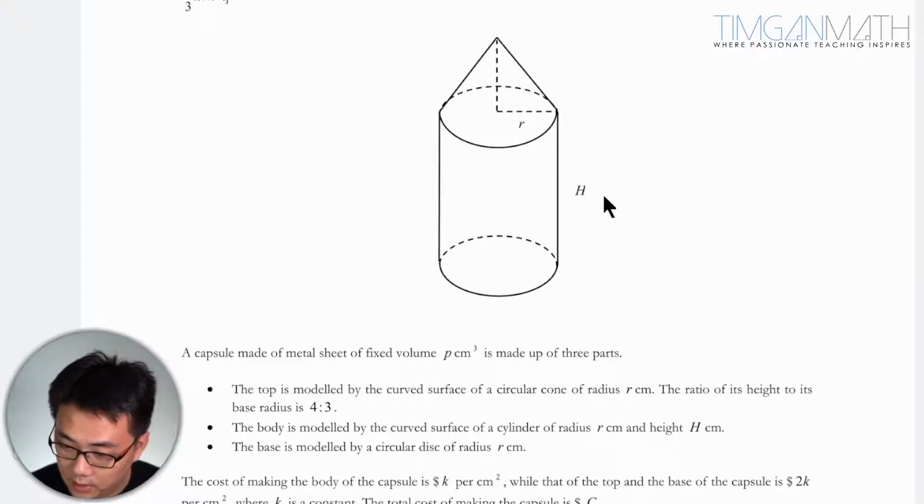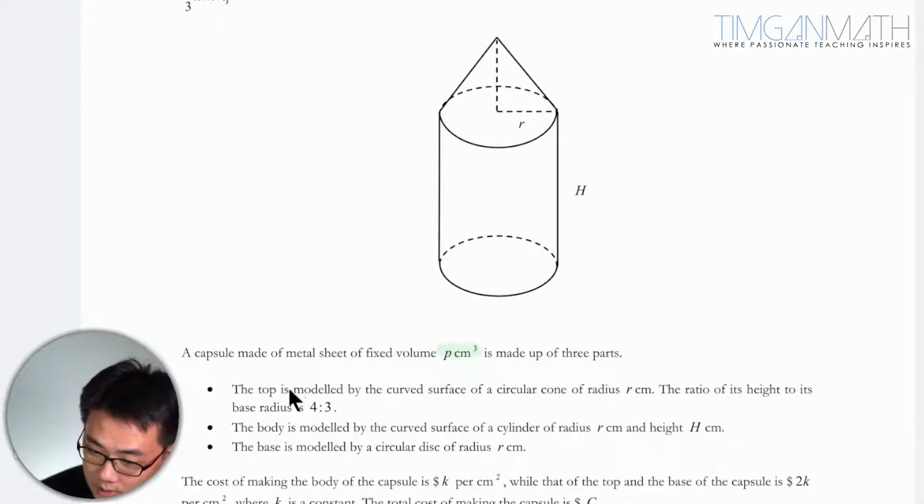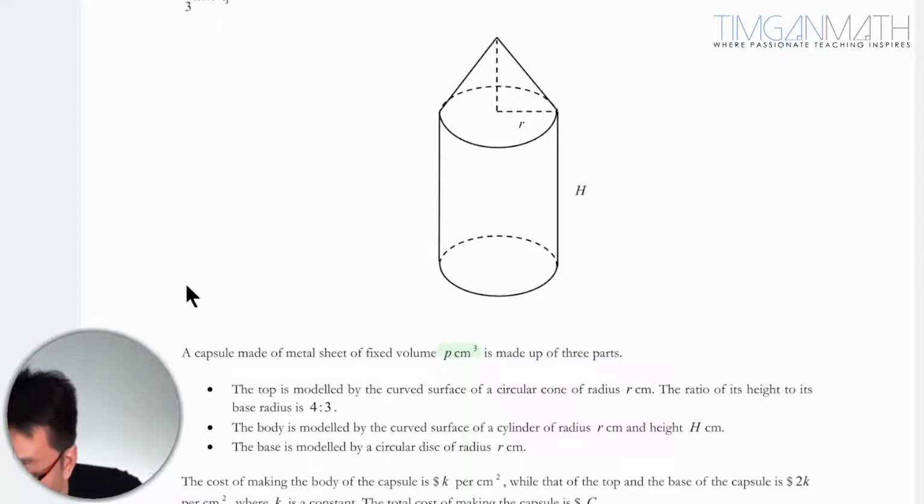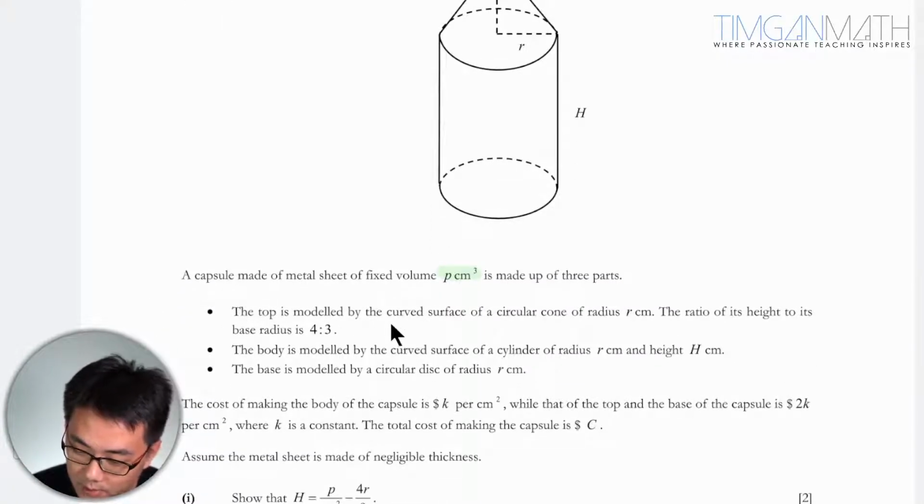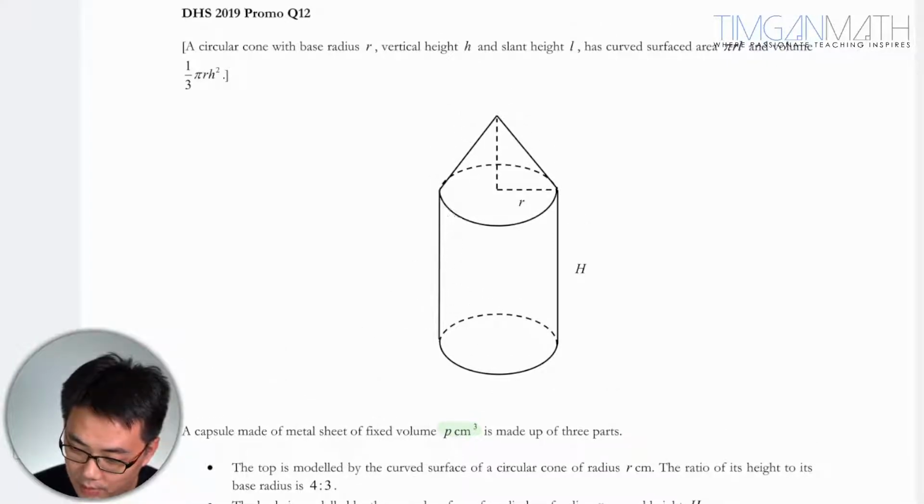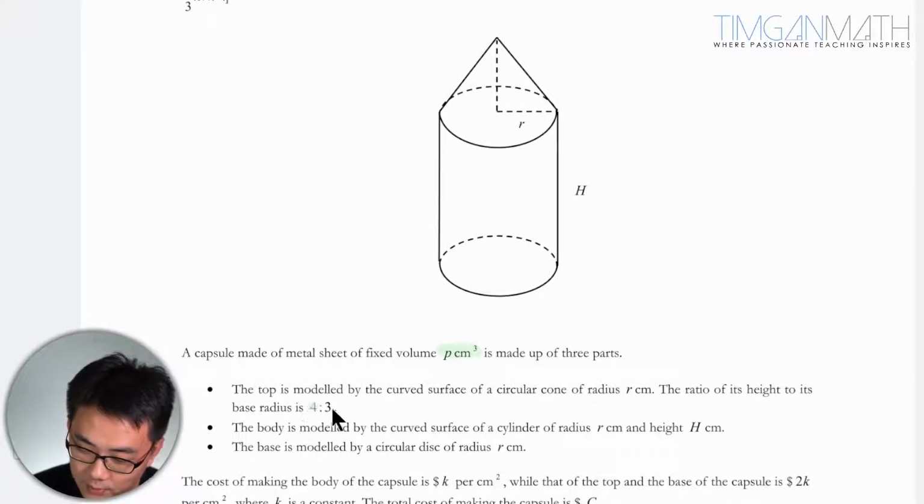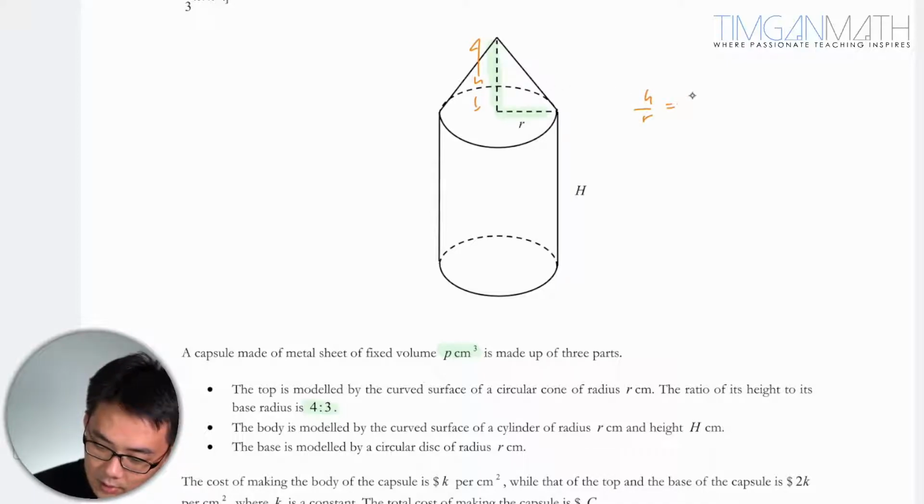Now this is fixed, so take note of the fixed constant here. It's made of 3 parts. The top is modeled by a curved surface of a cone of radius r. The ratio of the height to its base radius is 4:3. So the small height here, this is h. Label this out first. h over r is 4/3, meaning h is equal to 4/3 r.